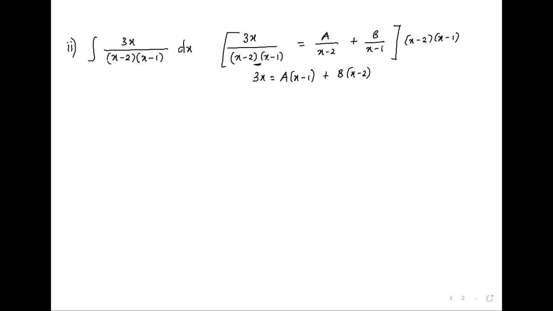And then we move to multiply this by this. So this and that will cancel, so we'll have x minus 1 being multiplied by A. And then you do this part by this part. So this and that will cancel, and then we'll have x minus 2 there.